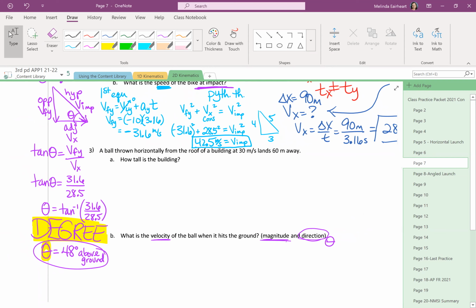All right, I do one, you do one. Number 3, a ball thrown horizontally. We got about 10-ish more minutes. Do A and B work together, and we'll check answers before you leave.